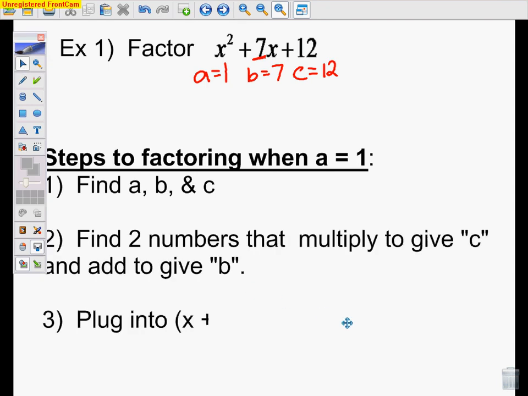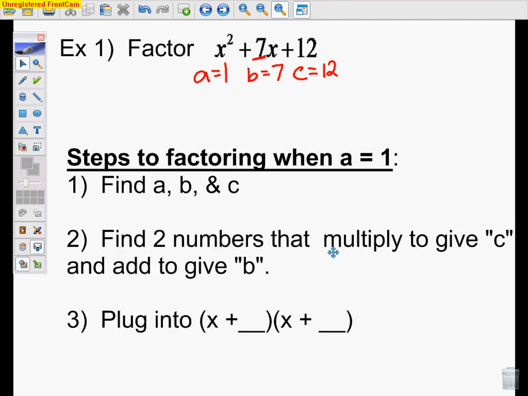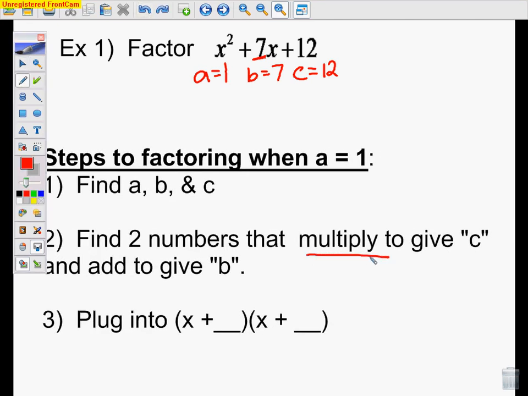Alright, let's go back into our steps. Step 2, find two numbers that multiply to give c, and at the same time add to give b. They have to multiply to get c, and at the same time add to give b. So we need to multiply to get 12 and add to give 7. What are those two numbers?